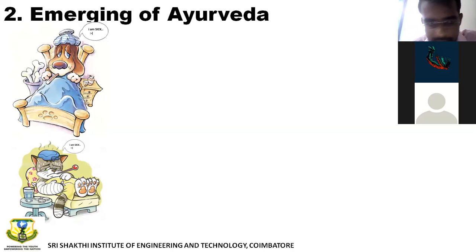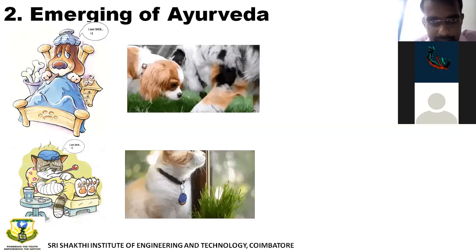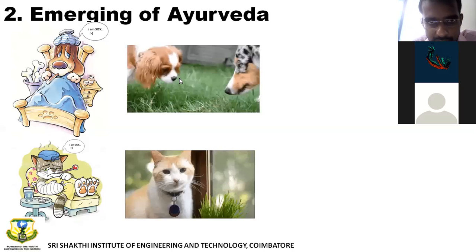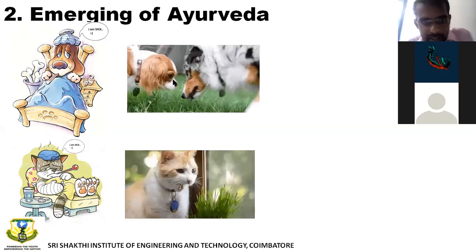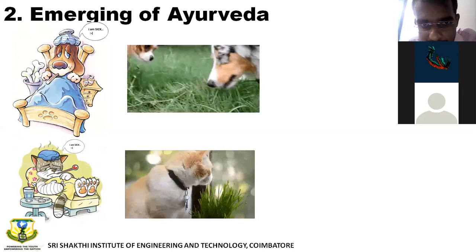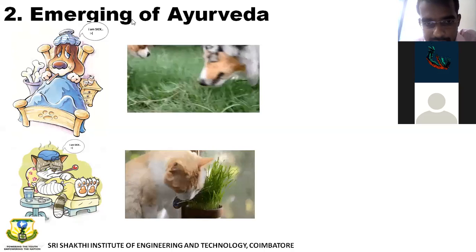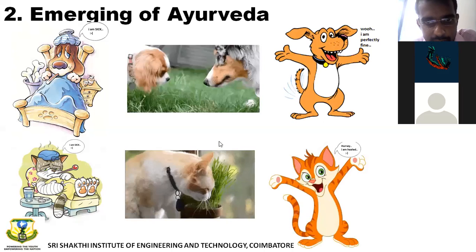So you see, the man started watching the animals around as usual, and he started developing something. That's where Ayurveda came into the picture. If you have grown pets, you would have seen a dog going and eating grass, or even a cat. Even a tiger and a lion would eat grass.